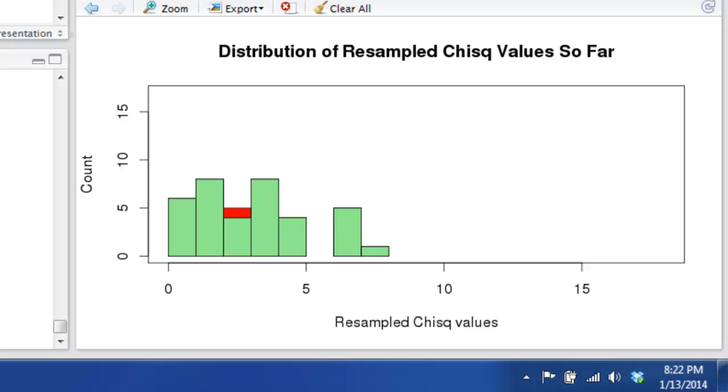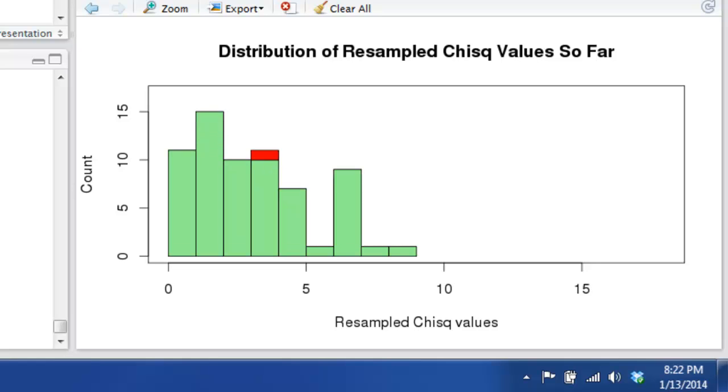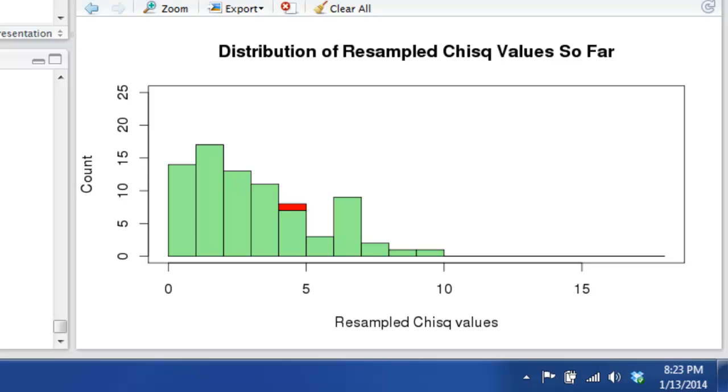And as we continue to imaginatively rerun the study many, many times under circumstances in the computer that guarantee that the null is correct, that guarantee that there's no relationship between these two variables, we see that we get chi-square statistics that tend to be much smaller than 37. Look at the window, it just resized itself.